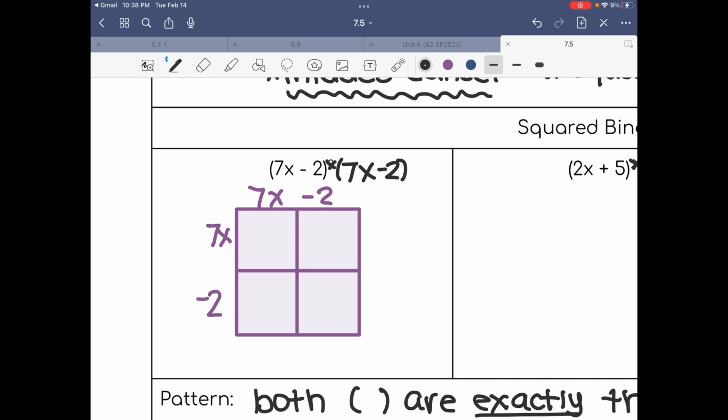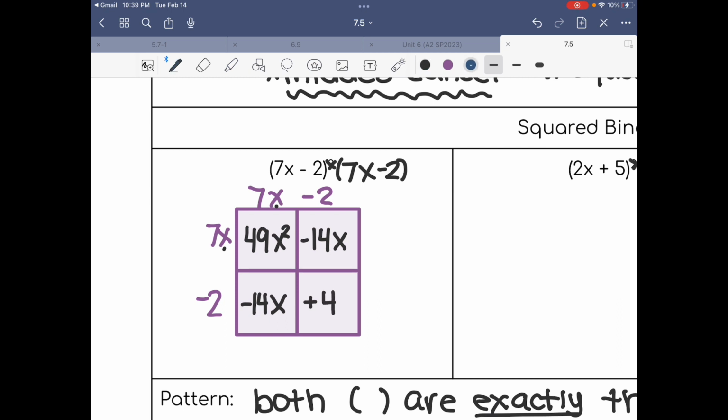Okay, so now I'm going to multiply. 7 times 7 is 49, and there's 2 x's, so that would be x squared. 7 times negative 2 is going to be negative 14x. 7 times negative 2 again is going to be negative 14, and there's 1x. And then negative 2 times negative 2, be careful, because 2 negatives multiply to a positive 4.